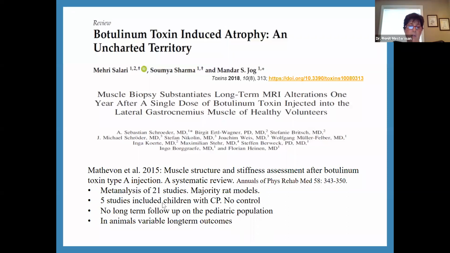Only 5 studies included children with CP, and they did not have a control population, and they had various degrees of follow-up with imaging predominantly, that also showed very suspicious findings of prolonged atrophy of the muscles. But none of them had biopsies. So this is a rising concern, and at the last American Academy meeting, there was a widespread discussion around the safety of long-term use and how we should apply it.